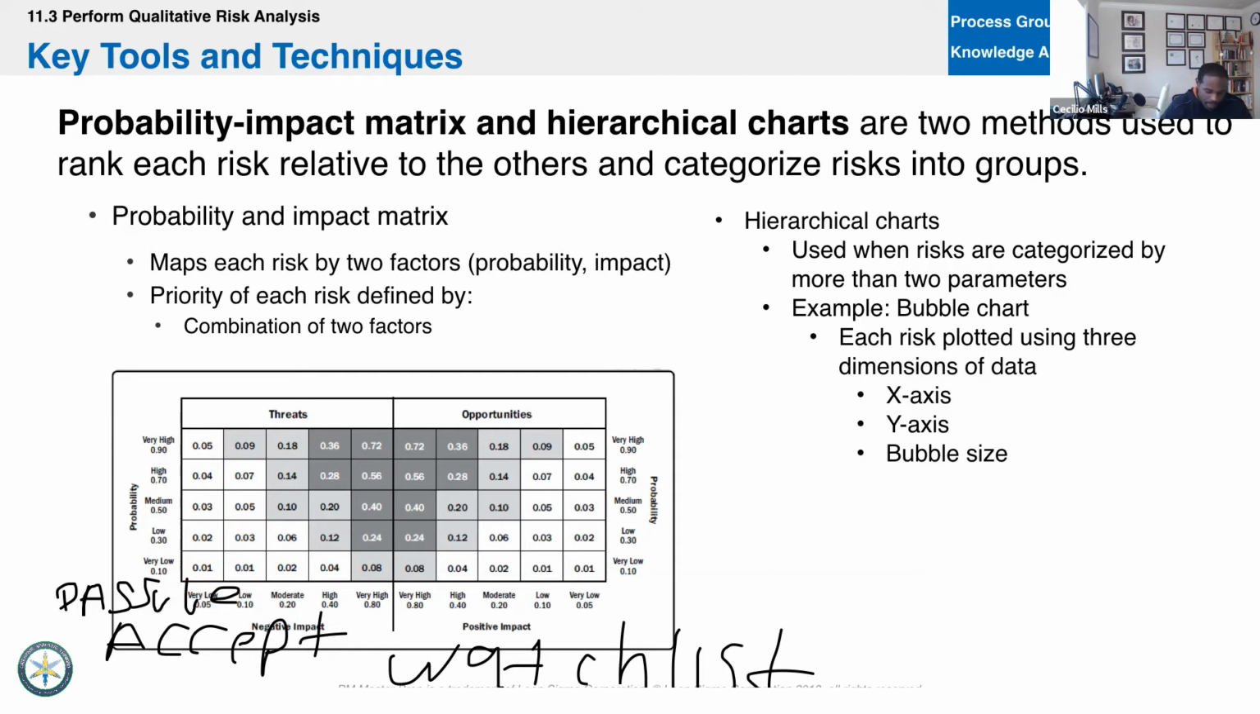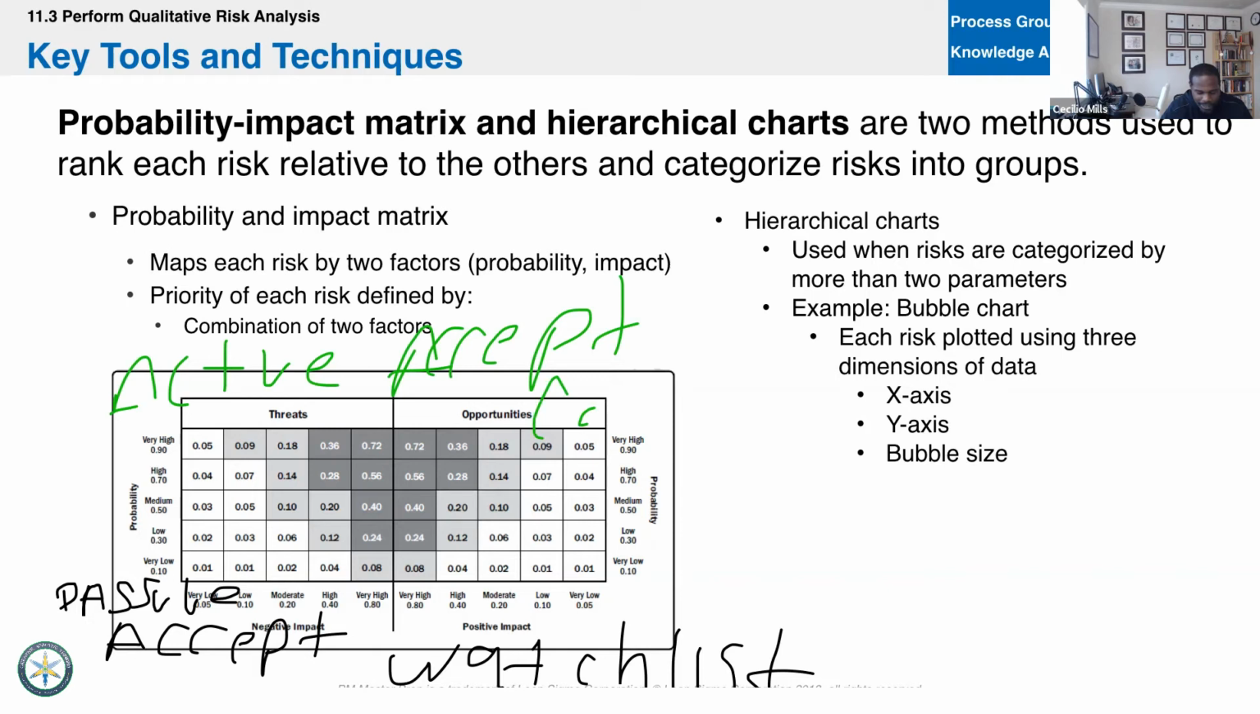These threats here that happen in this middle shade of gray, from 0.09 down here all the way to 0.08, these ones we actively accept. So active acceptance, we actively accept.